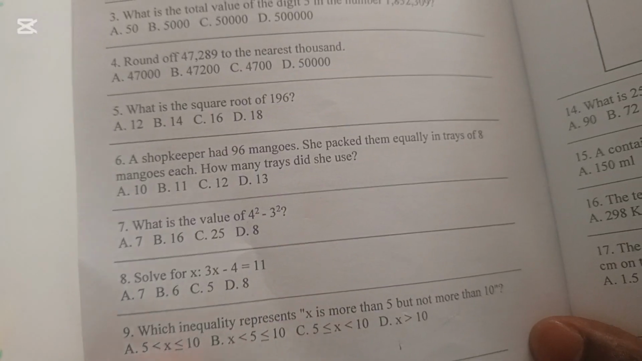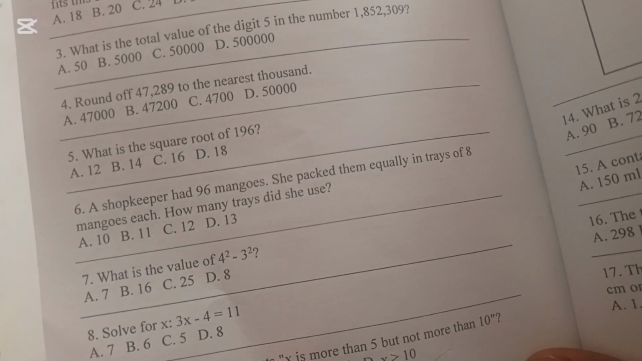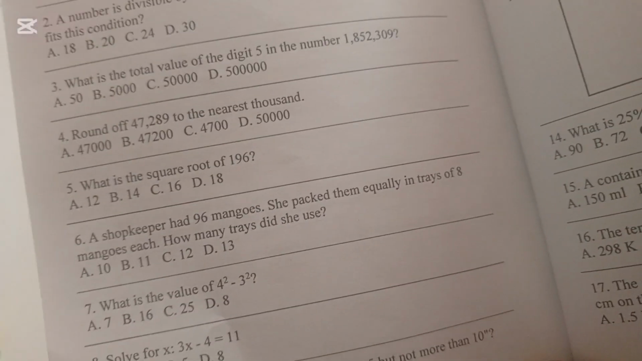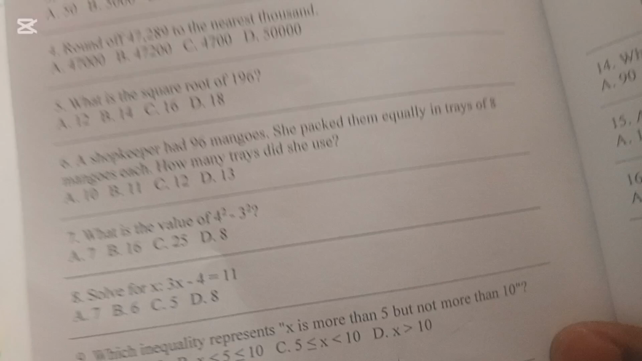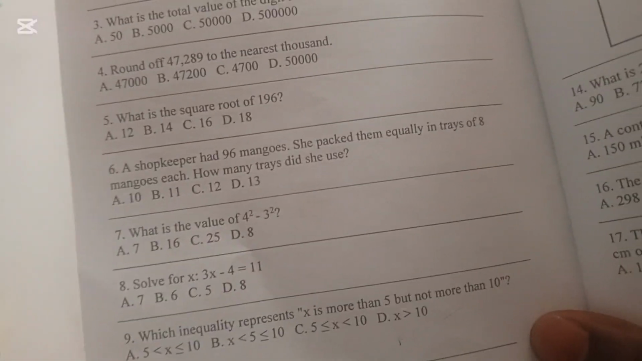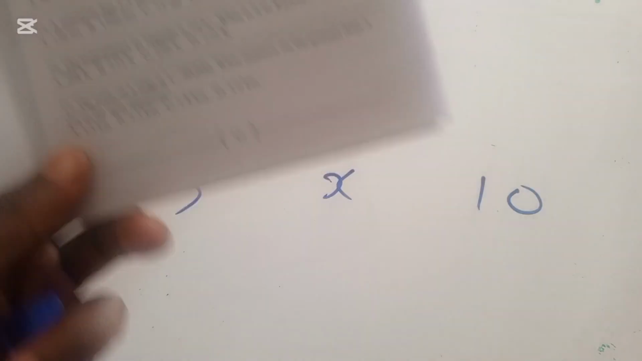So possible choices should have an x at the center. This one also has ignored the 5, which just says x is greater than 10. And actually it's wrong because we are saying x is more than 5 but not more than 10. X is not more than 10. So this one is also wrong. But you need to write the answer before you even interrogate the choices. So we have said x should be at the center. X, then you have 5 and you have 10 on both ends.